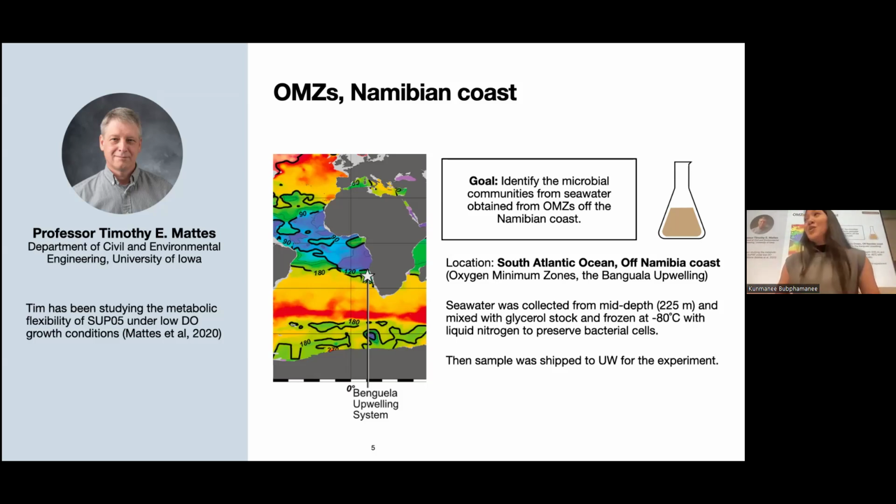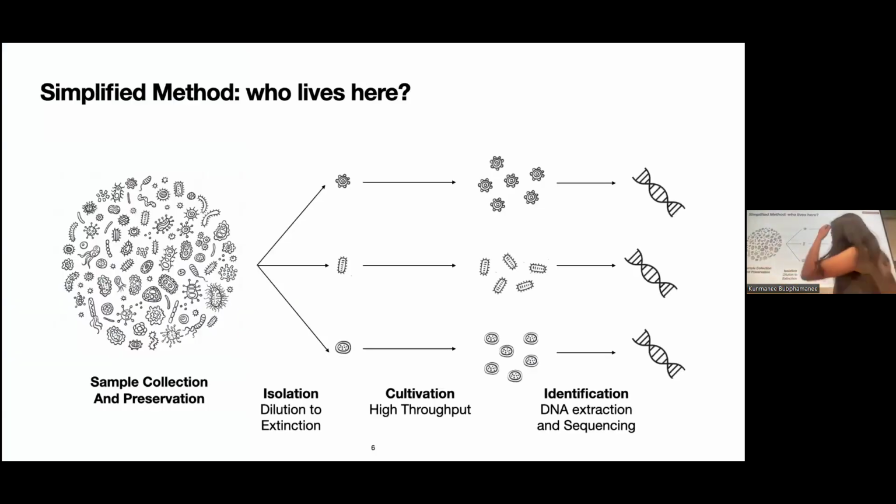So he went to collect a seawater sample from the Namibian coast, which is part of the Benguela upwelling system, also an oxygen minimum zone. He collected seawater from there, and the goal is to identify who lives there. The seawater was collected at mid-depth also, mixed with glycerol stock and frozen with liquid nitrogen, then shipped to CTAC and then to UW for the experiment. That is basically what I'm helping him with, trying to identify who lives there.